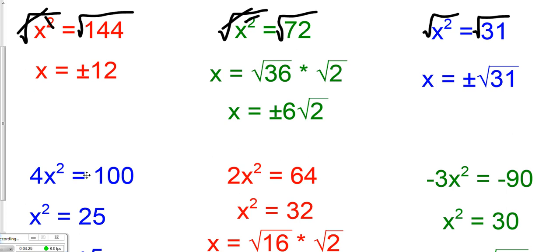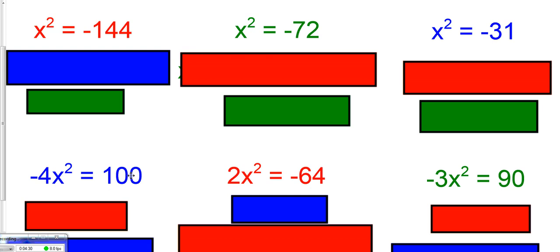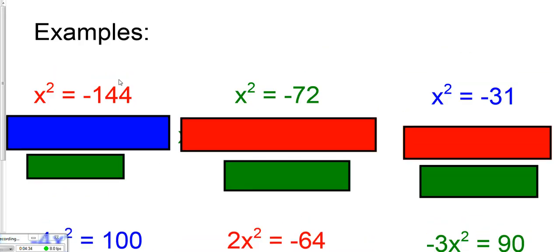4 times x squared equals 100. Negative 4 times x squared equals 100. So these are basically the same exact problems, only there's going to be a negative involved. So that means there's a complex number involved. But you do the same exact process. Take the square root of both sides.